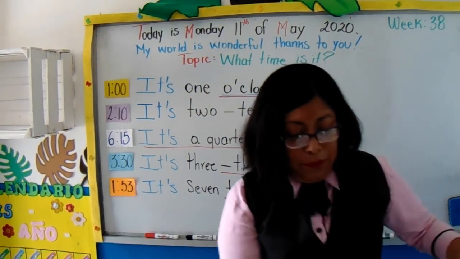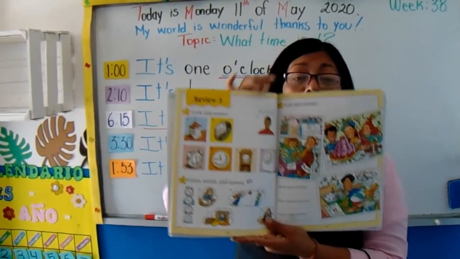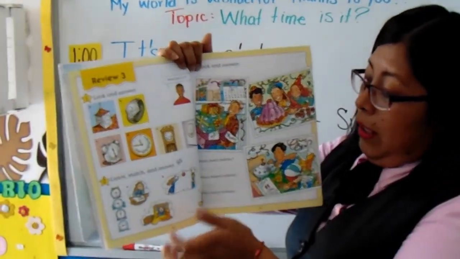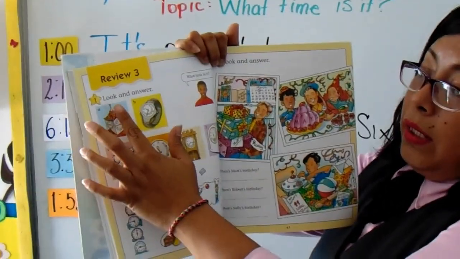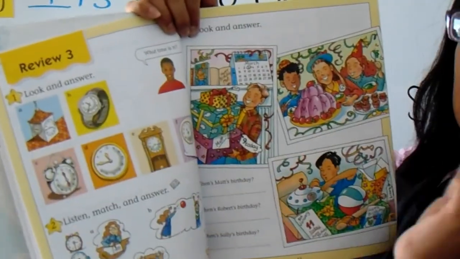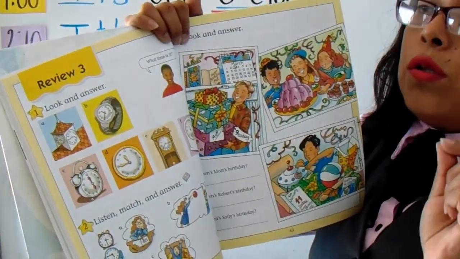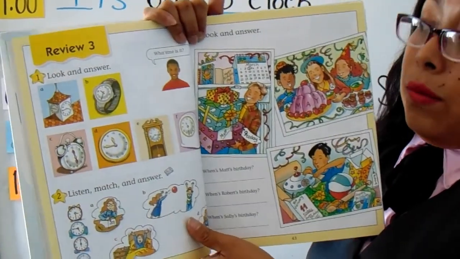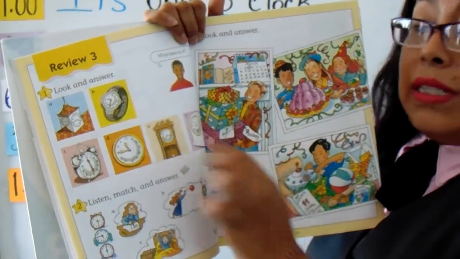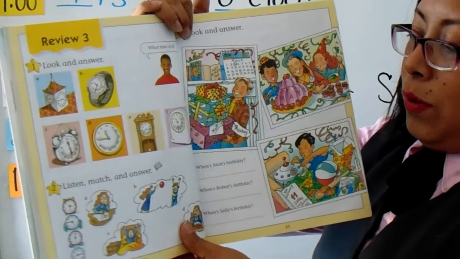In this part, I'm going to start with the activity book, page number 42 and 43. In this part, en esta parte, we have to start with look and answer. Tenemos que mirar cada hora del reloj y contestar, pero este se va a contestar mediante un audio. You have to make me an audio. Me tienes que hacer un audio. And you have to tell me the hours. Y en esto me tienes que decir las horas. In English, of course, en inglés, por supuesto.